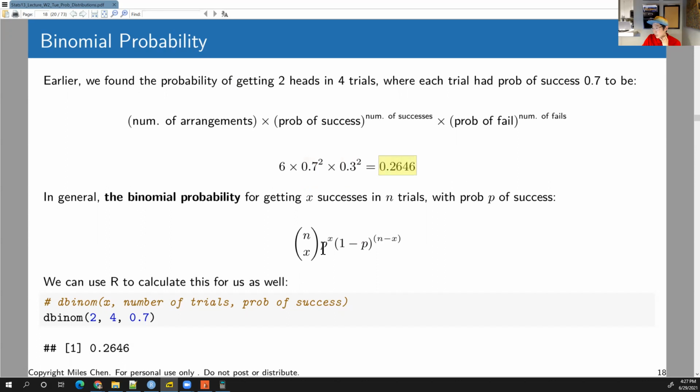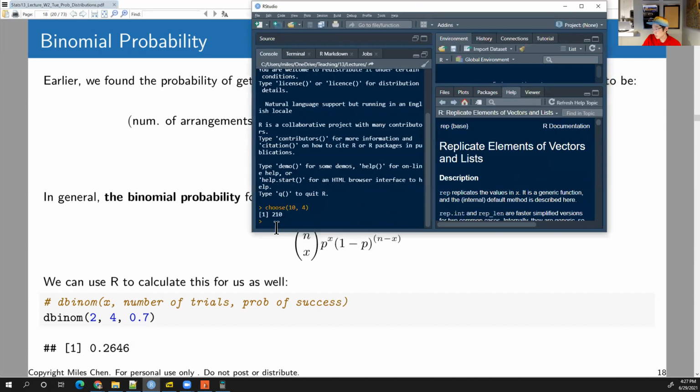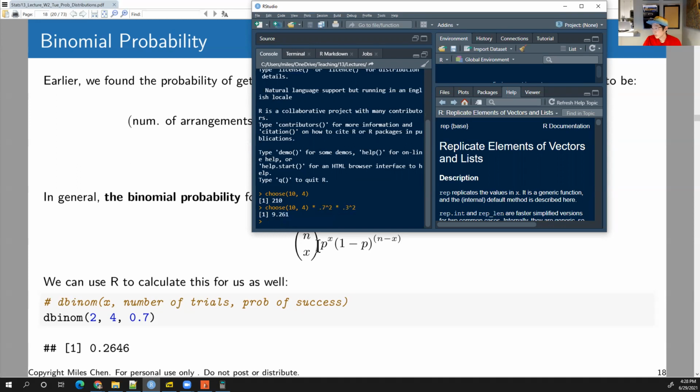Okay, so we have n choose x, p to the x, 1 minus p to the n minus x. And so let me just show you. In R, we could type this out. I can do choose 10 comma 4. I can do 0.7 raised to the second power times 0.3 raised to the second power.